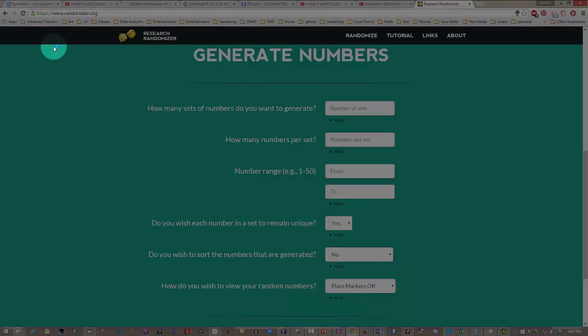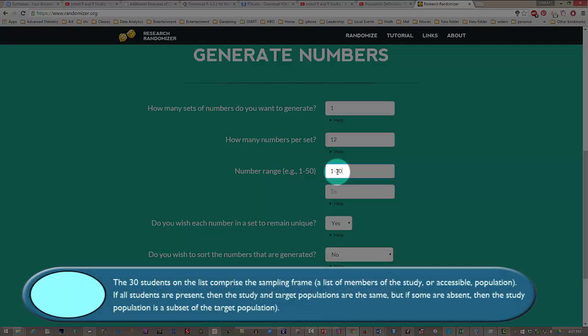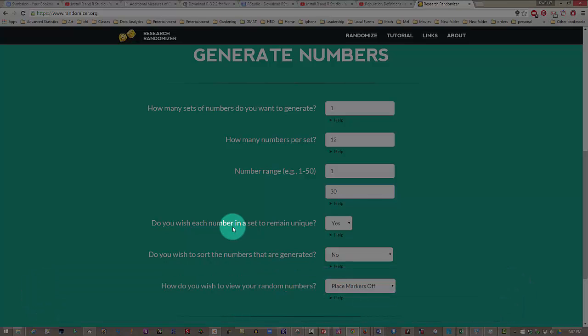So this is randomizer.org, and if I were doing a simple random sample, I would want one set of numbers. Let's say I want to get a random sample of size 12, and there are 30 students in the class. So my number range is 1 to 30. Do I want each number to remain unique? Yes, I don't want to have the same person in the sample twice. Do I want to sort them?